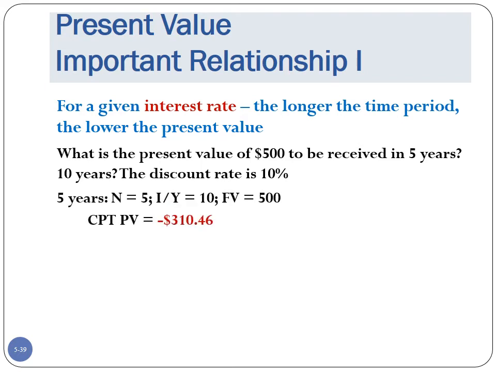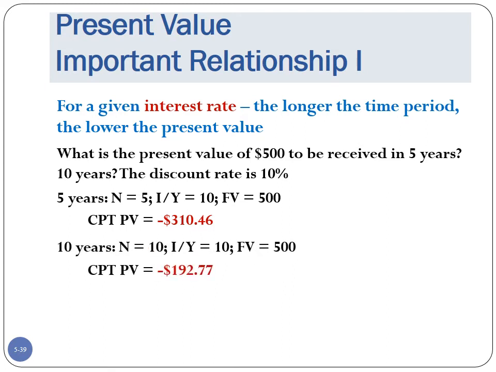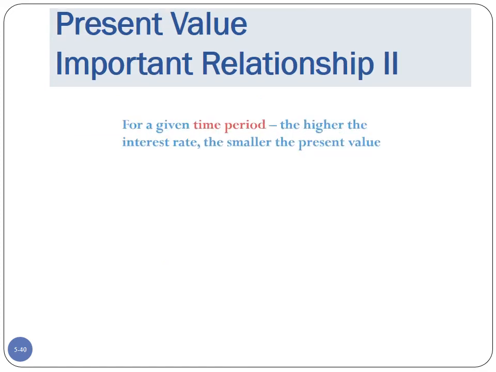The discount rate is 10%. So for 5 years, the present value is 310.46. But for 10 years, it's only 2/3 of that, about 192.77. So we can clearly see the longer the time period, the lower the present value, holding the interest rate constant.